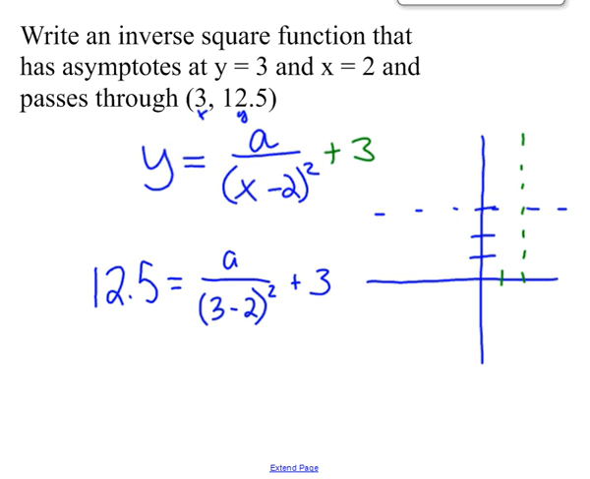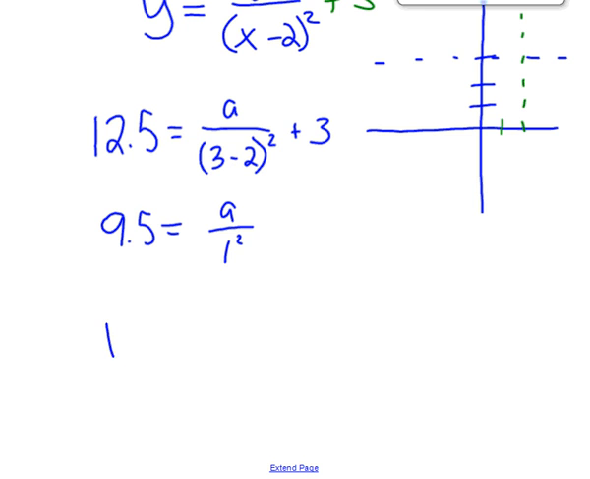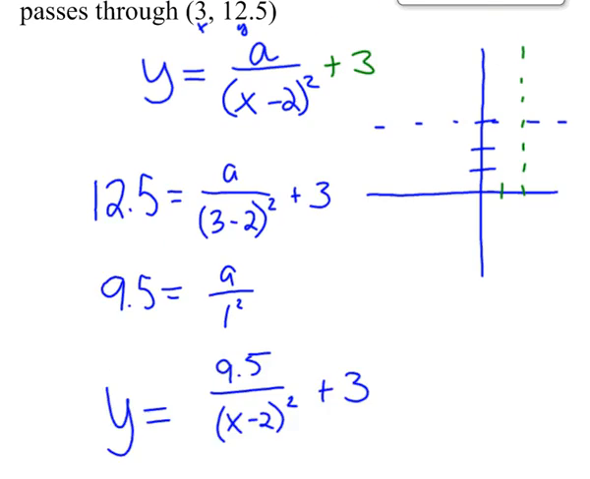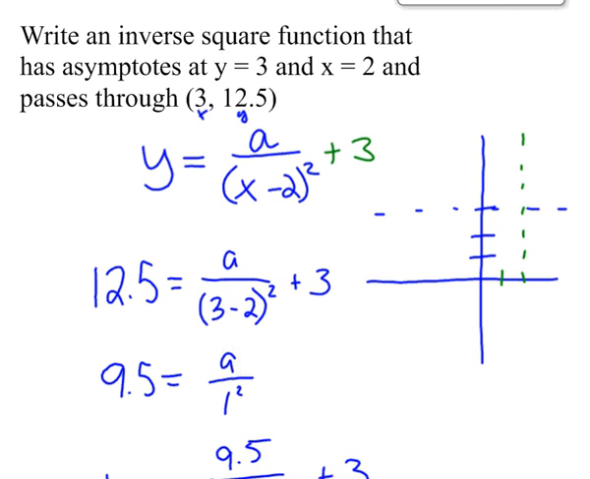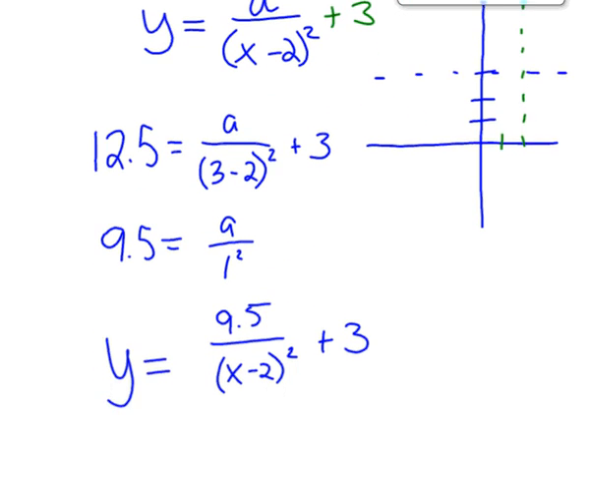Move that 3 over, so now we're looking at 9.5 equals a over 1 squared, and therefore a must equal 9.5. So now I have 9.5 over x minus 2 quantity squared plus 3. And again, as far as the graph goes, you can see that we've got it sketched. We got our asymptotes put over here.